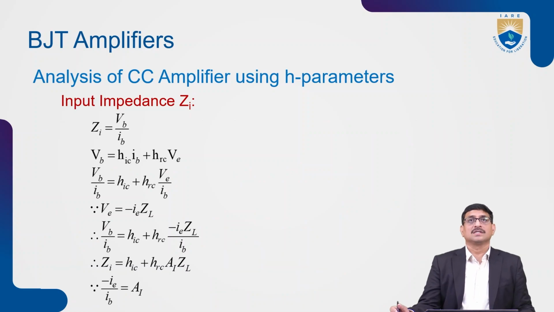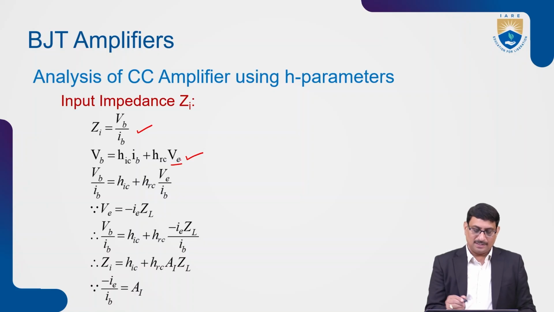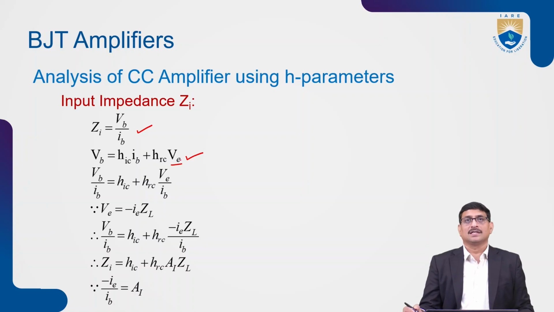So this is how we can calculate the input impedance. The input impedance is the ratio of the input voltage to the input current, where we have the input voltage expression VB, and we'll replace the VE in terms of the current gain and the base current, the input current. Then we'll divide VB with IB on both sides, and we'll get the expression ZI equal to HIC plus HRC into AI into ZL. And if I substitute the AI value here, we'll calculate the input impedance.